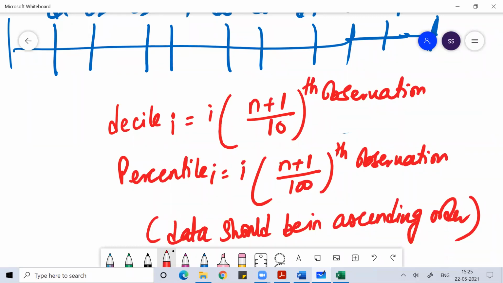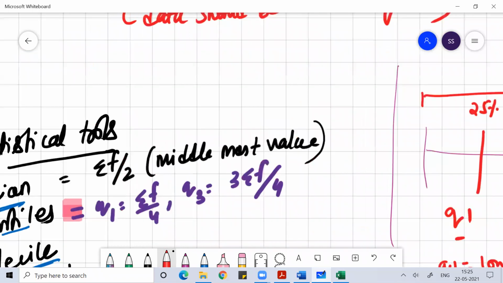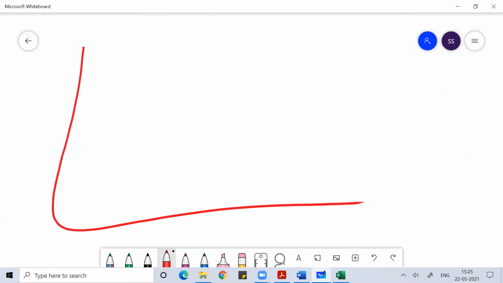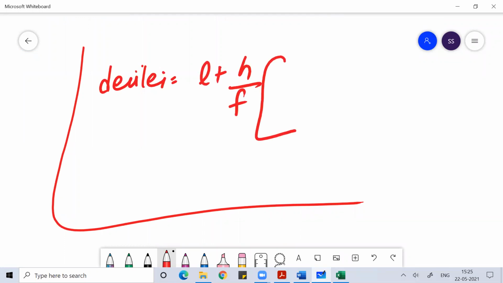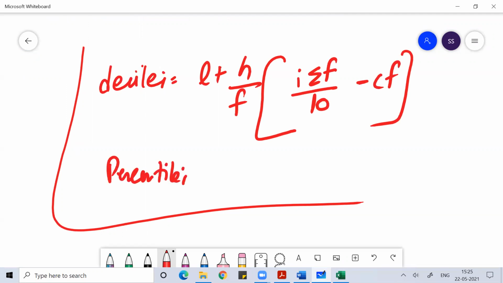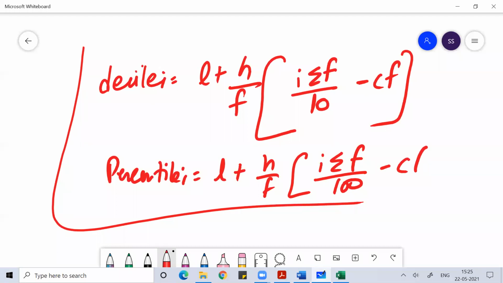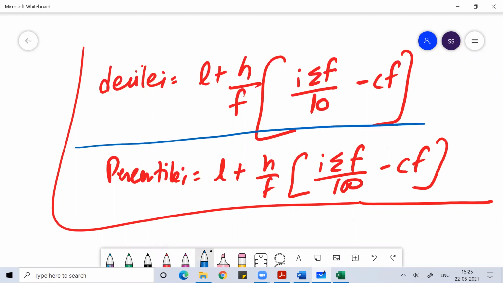It's very simple. So this part is if raw data is given. Imagine if I give you class interval with frequency. Same formula: L plus h by f, whichever decile you're talking about, (sum of f by 10 minus cf). Same if I talk about percentile, that is L plus h by f, whichever percentile I'm talking about, (sum of f by 100 minus cf). I hope you people can understand this part. These all are self-explanatory, so no need to get into detail of them. The basic idea is more than enough for you to understand.